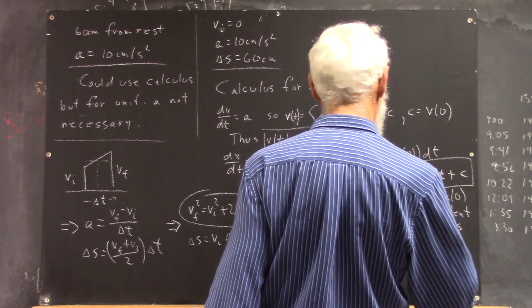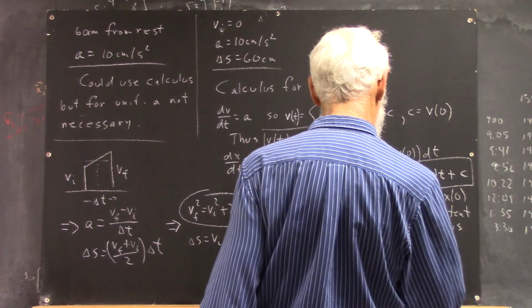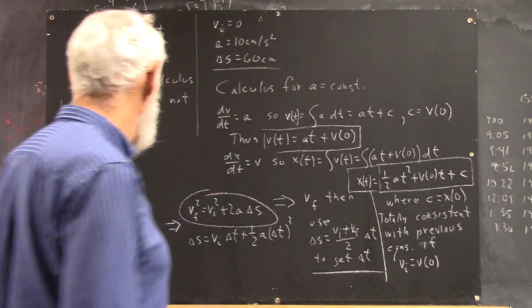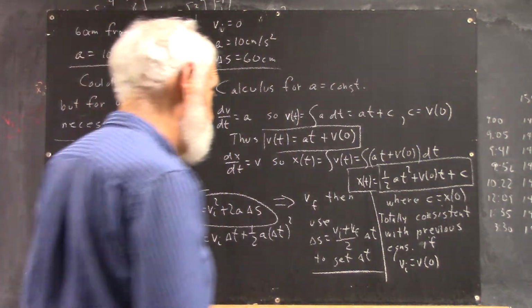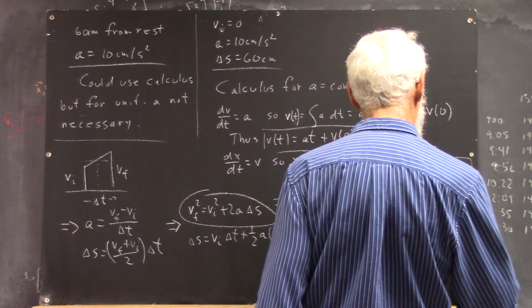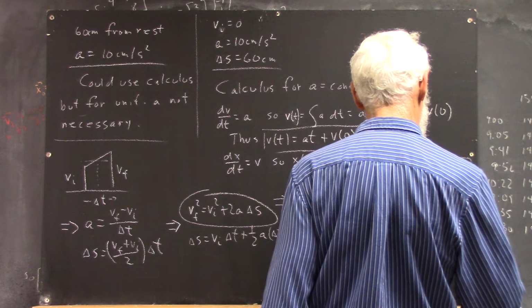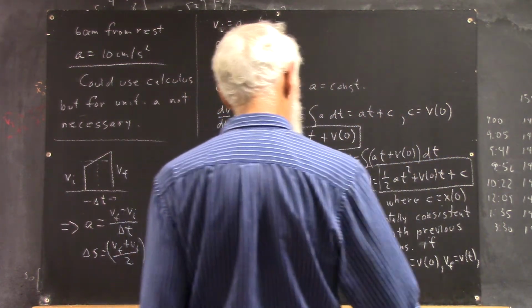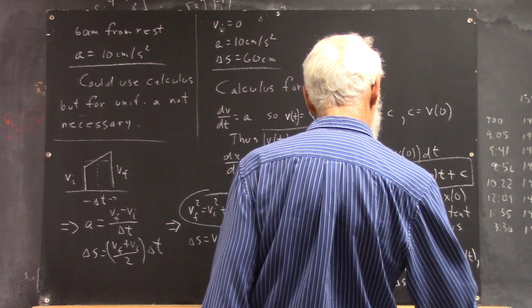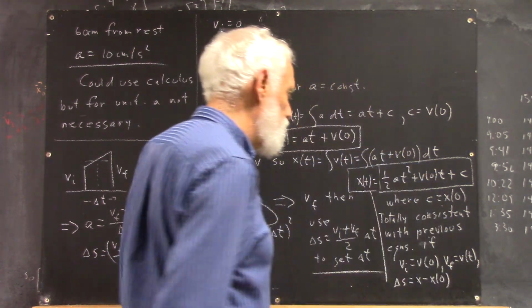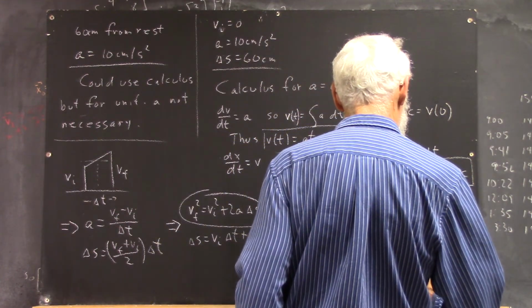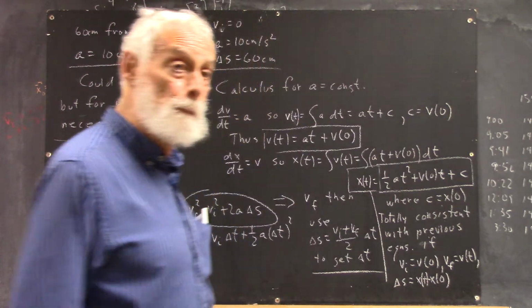If VI equals V of 0, instead of VF you use V of t, and instead of delta S, well that's, let's go ahead and write it as x of t minus x of 0.